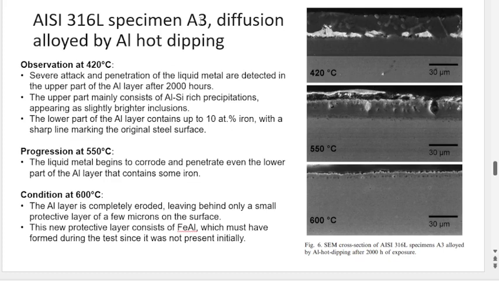As for the A3, diffusion alloy by aluminum hot dipping, observation at 420 degrees C: severe attack on liquid metal is detected on the upper part of the aluminum layer after 2000 hours. You can see on the top, the white color is the PBBI. And the lower part of the aluminum layer contains up to 10% of iron with a sharp line marking the original surface.